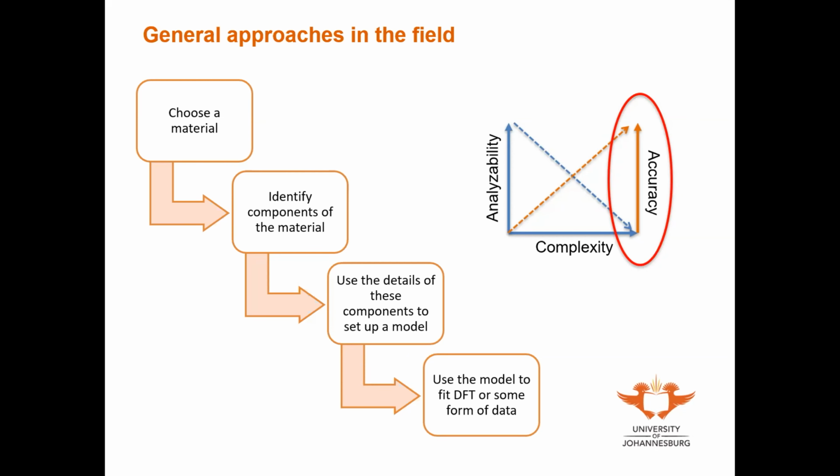All right. So as I said, let's quickly have a look at the general approaches in the field. Generally, of course, people are more interested in the accuracy of their system, so they go for very complex models. What you would do for a complex model is first choose your material, and identify all of the different components of the material, whether those are the specific atoms, the orbitals, things like that, maybe even the Wannier centers of your material. Then using these details, you would set up the model itself, and then use the model to fit some form of data such as DFT.